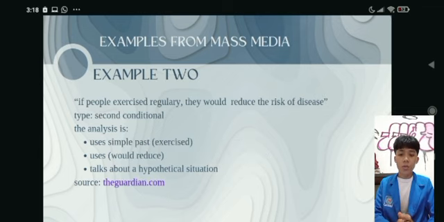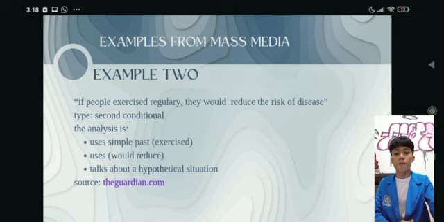Example 2: if people exercised regularly, they would reduce the risk of disease. I choose the type second conditional. And the analysis is: first, it uses simple past, exercised. Second, it uses would reduce. And the third, it talks about a hypothetical situation.